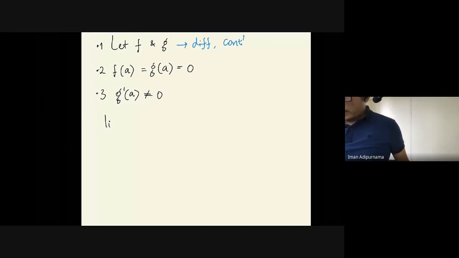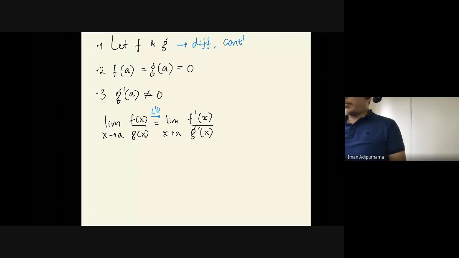Okay, and if you have the limit as x approaches a of f(x) over g(x), this is the L'Hopital rule. Sometimes you write LH, meaning you are using the L'Hopital rule. You take the derivative of the top one and then of the bottom one.